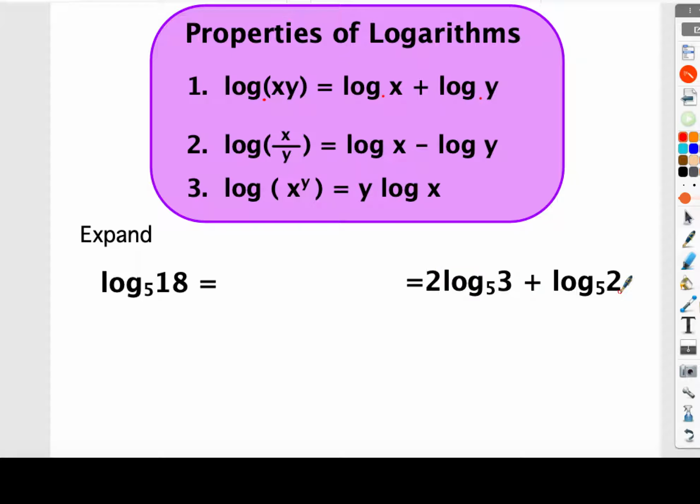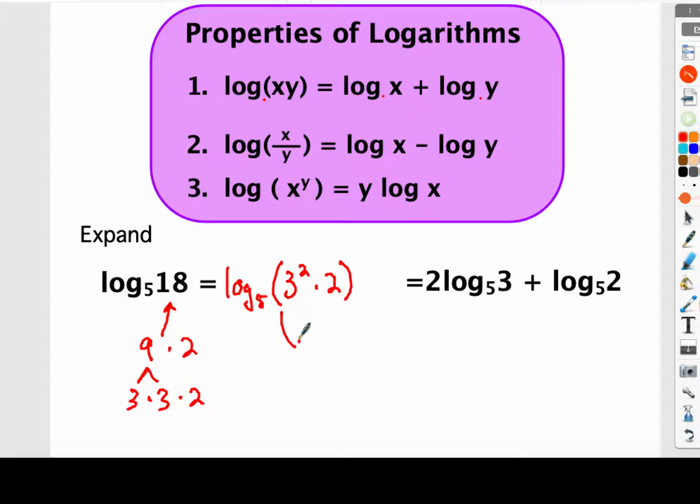Well, the first thing I would think about is the log base 5 of 18. It's still going to be log base 5, but I could rewrite 18 as its prime factorization. So 18 would be a 9 times a 2, and 9 could be separated into 3 times 3 times 2. So basically this is 3 squared times 2 here, which means I can separate that out. Again, I have two things multiplied in there, so the log base 5 of 3 squared plus the log base 5 of 2.